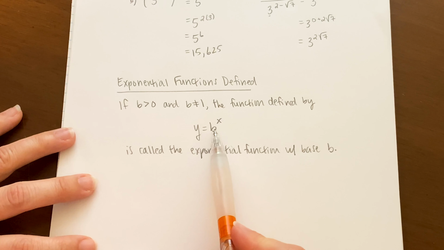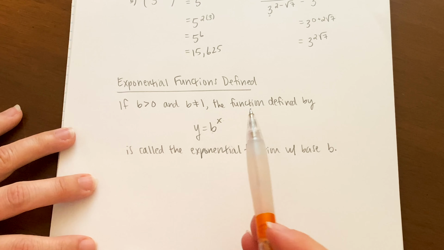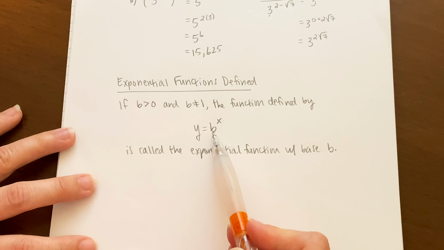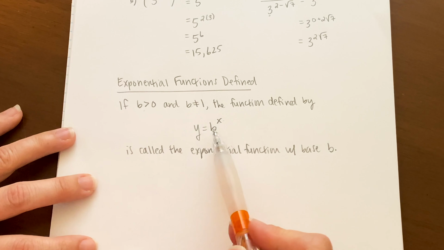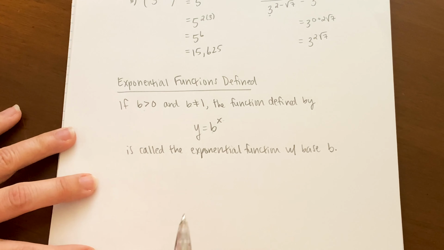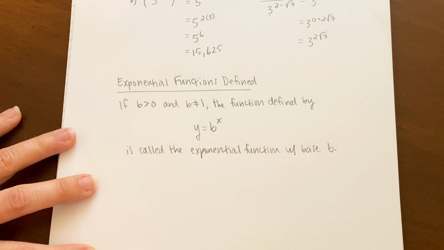This is different than when you have the variable as a base and you have a number as the exponent. We've swapped roles here. The number is going to be the base. It can't be 0 and it can't be 1. It has to be greater than 0 and it can't be 1. And the exponent is going to be a variable. That's what makes an exponential function.